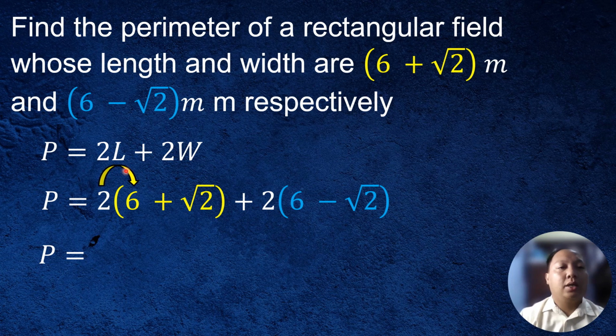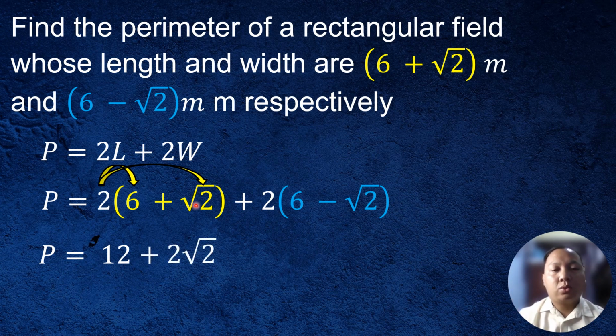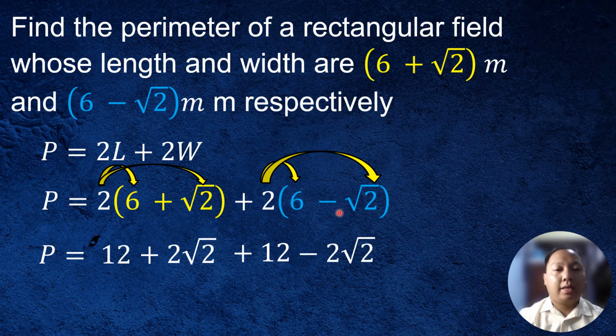Distributive property. 2 times 6 is 12. 2 times square root of 2, we just join them, whole number to radical, 2 square root of 2. Next, 2 times 6 is 12 again. Then, 2 times negative square root of 2 is negative 2 square root of 2. It is negative because positive times negative is negative.